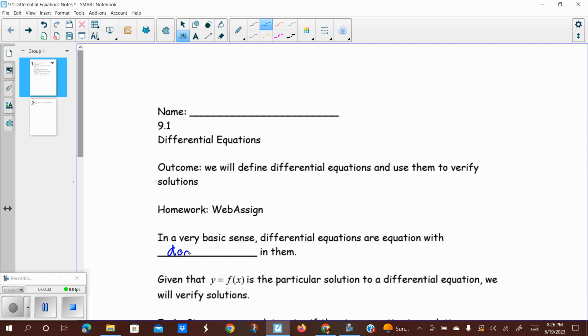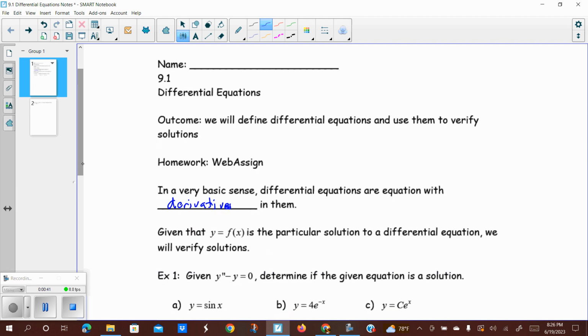Derivatives. And we've already dealt with differential equations in the past. Something as simple as, I'll just put this off to the side, dy over dx equals x squared. Okay, that's a differential equation. We've had to find the antiderivative of that. The antiderivative of dy over dx is simply y. The antiderivative of x squared is 1/3 x cubed plus some constant c.